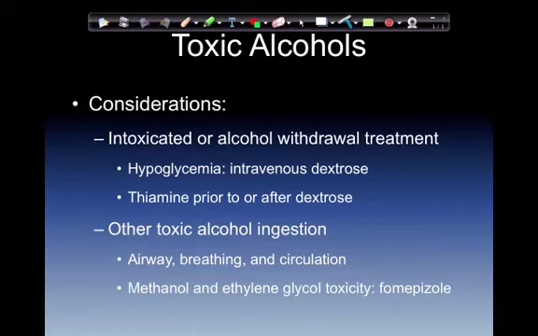Toxic alcohols. Considerations on this: intoxicated or alcohol withdrawal treatment. We should always consider that the patient may be hypoglycemic, and the administration of thiamine if we're considering Wernicke-Korsakoff. Other toxic alcohol ingestions, as far as our treatment, we should primarily focus on airway, breathing, and circulation.